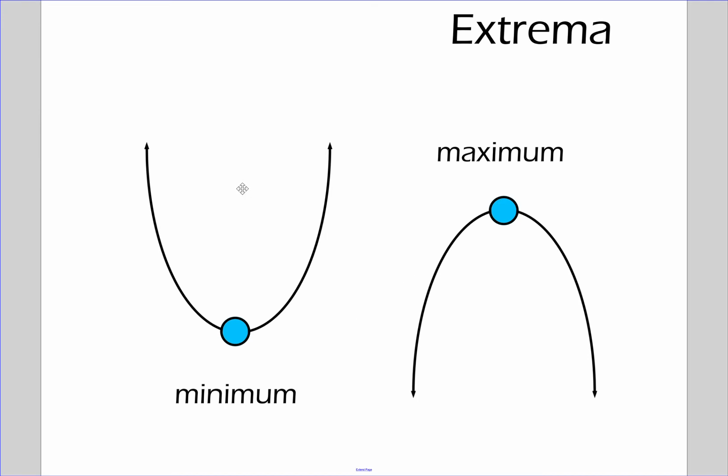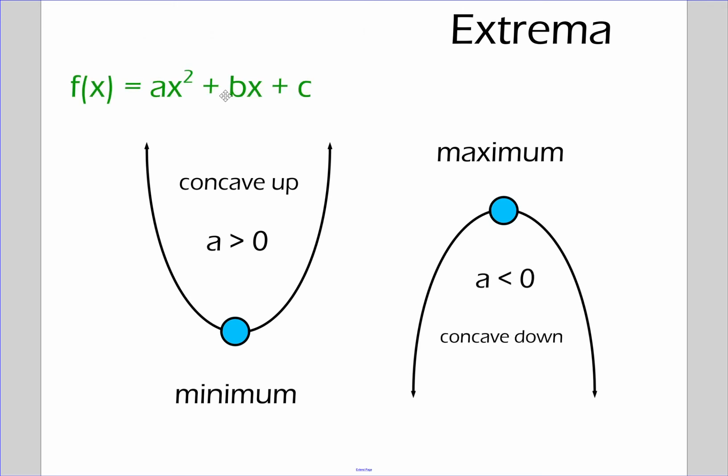When we have a minimum, our graph is concave up, and we already know from what we've studied that the leading coefficient is going to be positive. When we have a maximum, our graph is concave down, in which case our leading coefficient is negative. Either way, it goes back to simply knowing the standard form or the leading coefficient. Concavity determines whether our vertex is a minimum or a maximum.